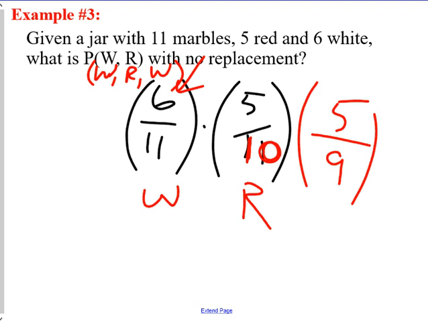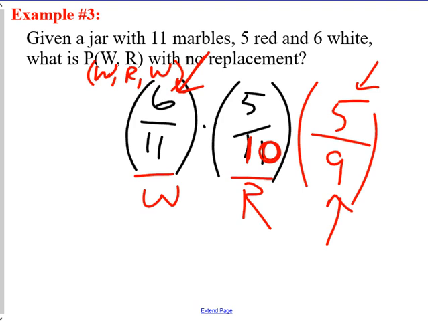Do you get what I just did there? Because now there's only 5 white ones left because we got one on the first draw. So now there's only 5 left out of only 9 left. Why? Because we took 2 out here and here. So now there's not 11, there's down to 9.